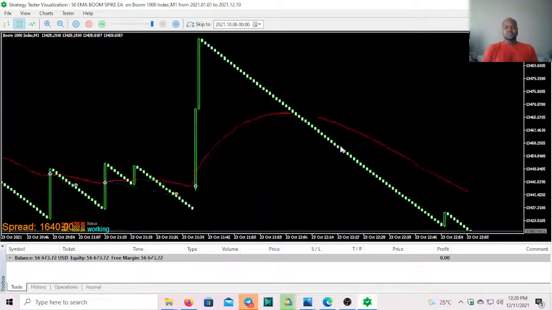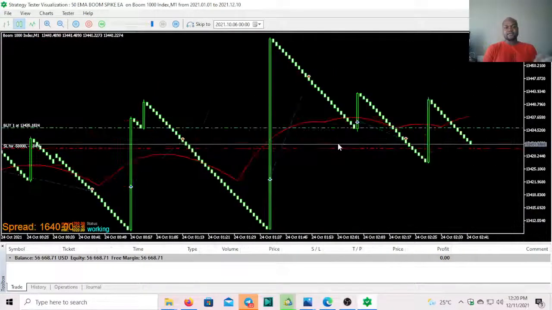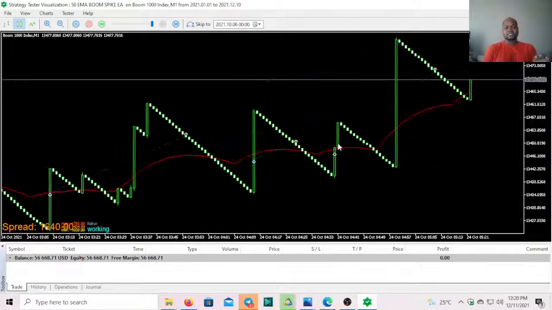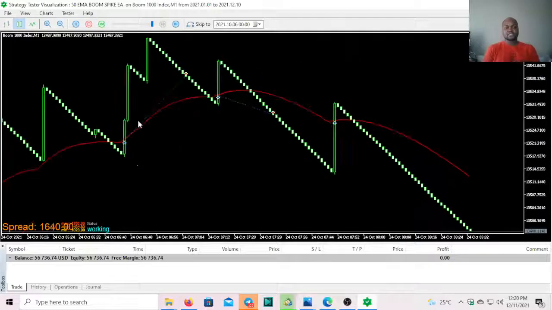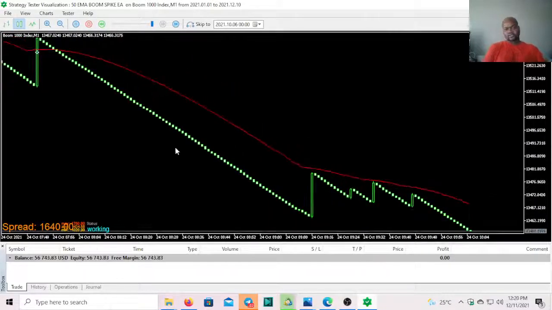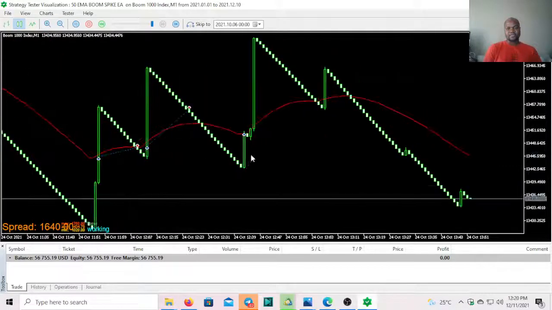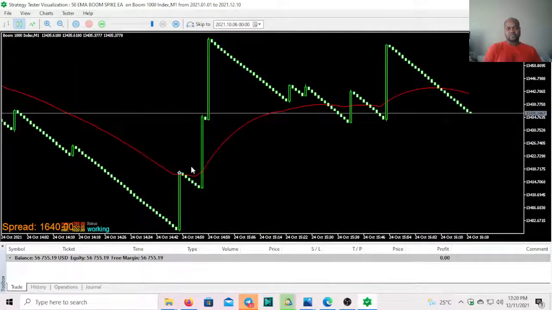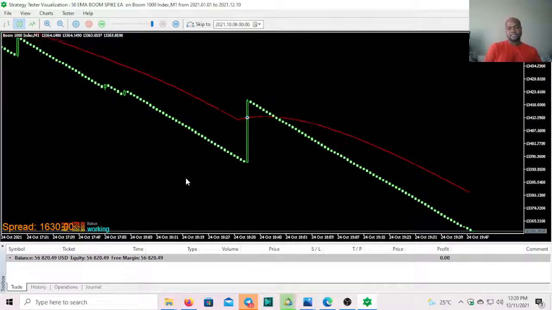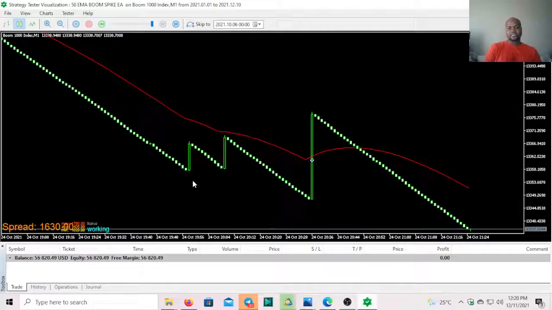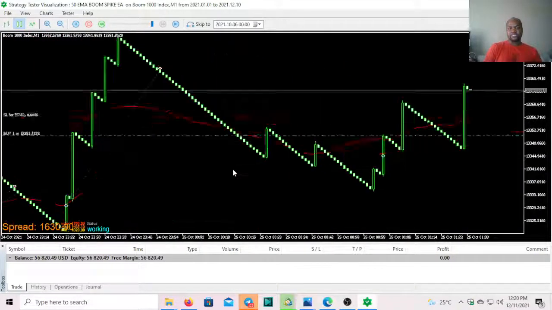So sometimes when the moving average is acting like a resistance, once that moving average is broken, it will now act as a support. As you can see here, it will act as a support. So that's how basically this EA is created to do. It will only buy, it will never sell in boom. Then there's another one that you can use in crash. That one will be only selling.